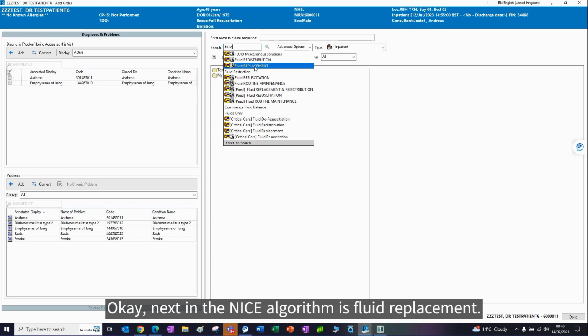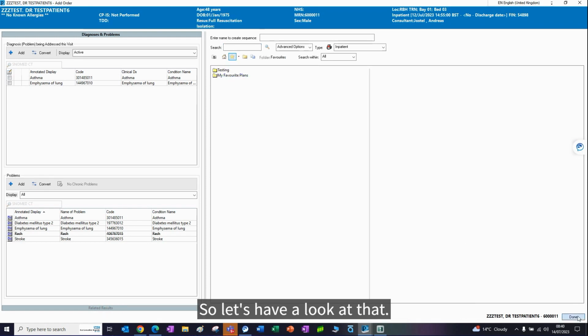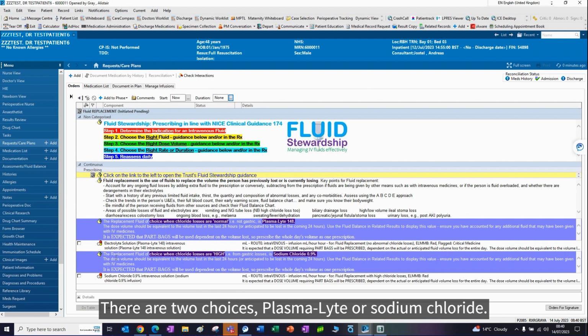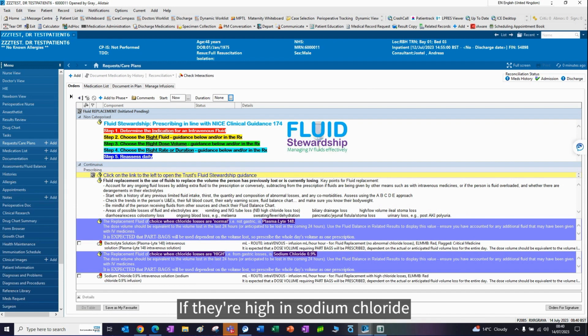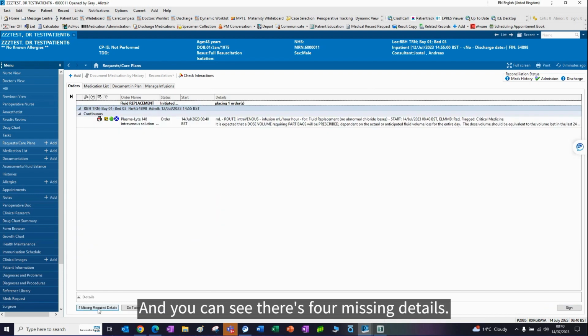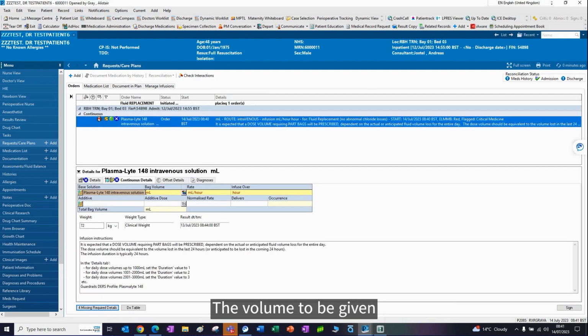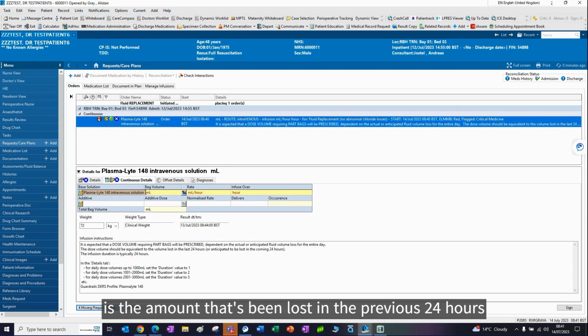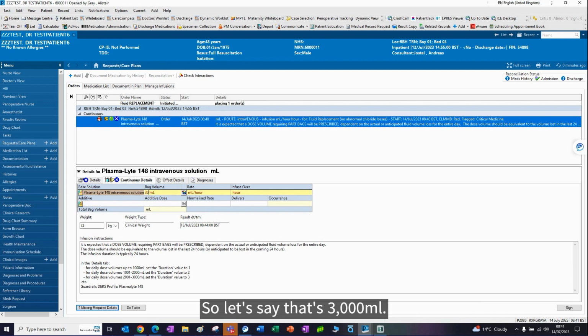Okay, next in the NICE algorithm is fluid replacement, so let's have a look at that. There are two choices, plasmolyte or sodium chloride. Each is chosen depending on whether chloride losses are normal or high. If they're high, use sodium chloride, typically gastric or NG losses, but let's select plasmolyte. And we can see there's four missing details. The volume to be given is the amount that's been lost in the previous 24 hours, or what's predicted to be lost in the coming 24 hours. So let's say it's 3,000 mils, and then we'd say that's over 24 hours.